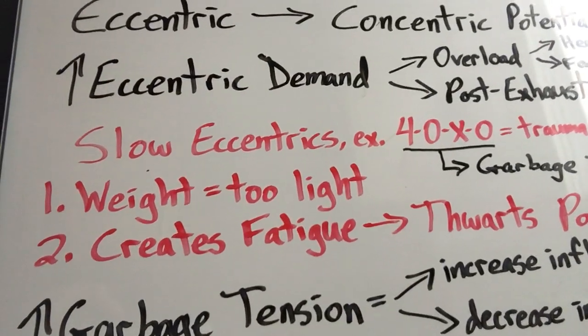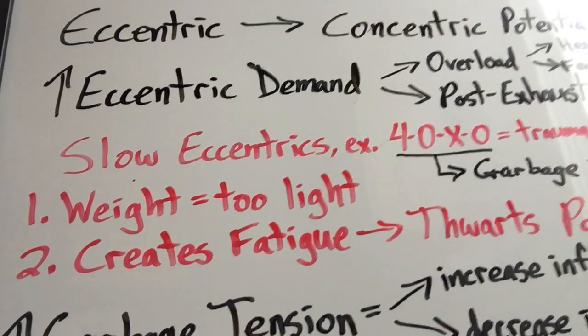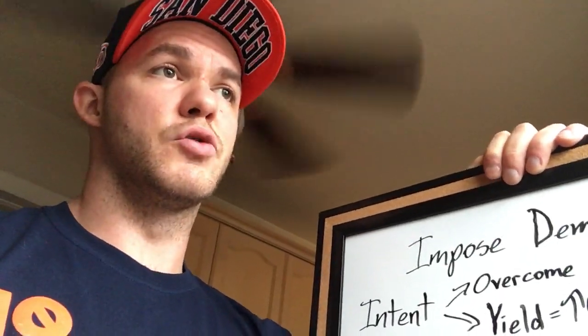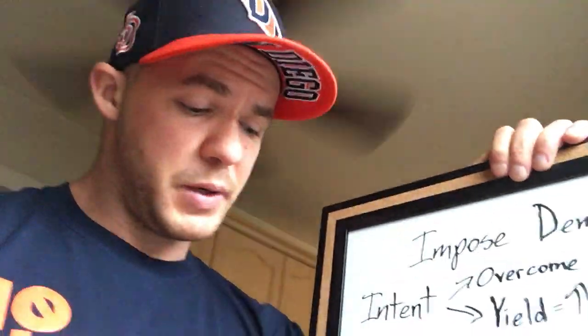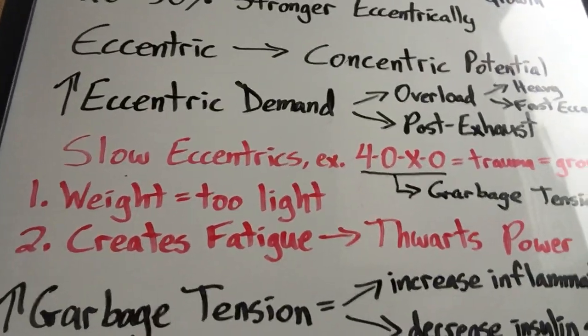The weight you would have to use for a 40x0 tempo, or a 4-anything tempo, is going to be too light to impose enough demand to promote serious growth. There are benefits to it, and I will get to that, but it's not for the reasons that most people think. Number 2, the slow eccentric creates fatigue, which thwarts power.